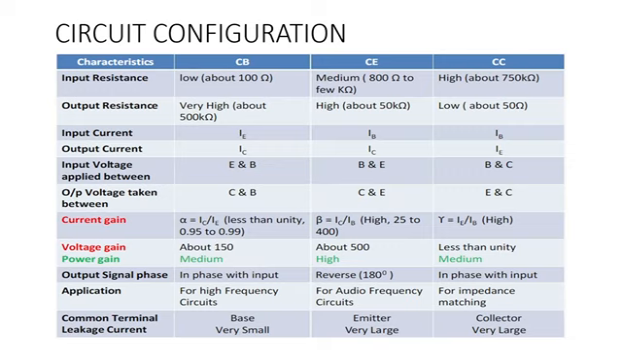Next, the applications. CB configuration we can utilize for high frequency circuits, whereas CE configuration we can use for audio frequency circuits, whereas CC configuration can be used for impedance matching. The common terminal leakage current for common base configuration is available at the base, which is very small, whereas in the case of a common emitter, it is at the emitter, which is very large, whereas in the common collector it is at the region of collector, which is very large.